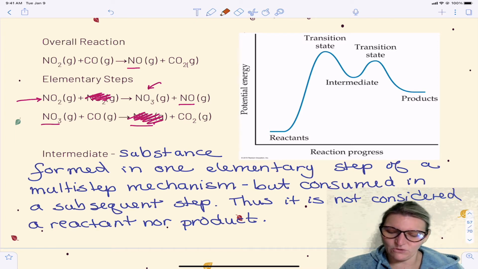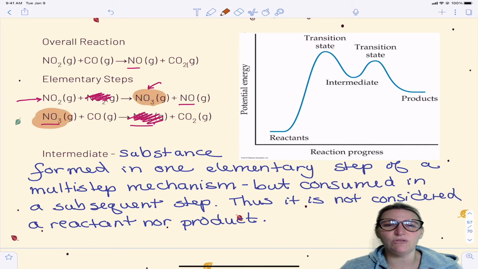And the same thing is going to happen to NO3. NO3 is produced in the first step and it is consumed in the second step. So it is not a reactant and it's not considered a product. What it is considered is an intermediate. An intermediate is a substance formed in one elementary step of a multi-step mechanism. It's consumed in a subsequent step. So it's formed and then consumed. So it's not considered a reactant nor a product. It's sort of its own thing.